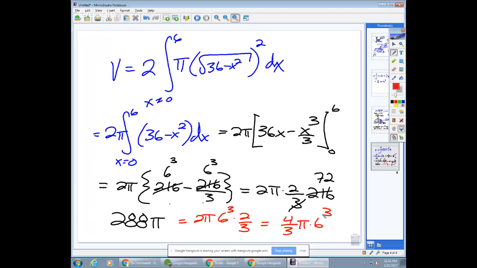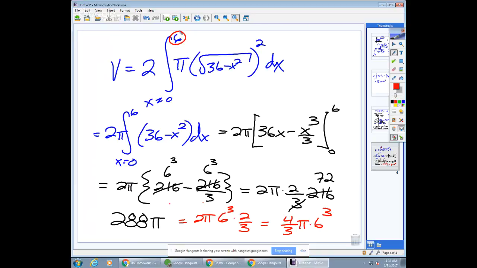Does anybody remember the formula for the volume of a sphere? It's 4/3 pi r cubed, which we just basically proved. So if we redid this whole thing with an r up here instead of a 6, we would have generated the formula 4/3 pi r cubed. Cool, huh? We just proved with calculus the volume of a sphere. That's exciting. Wow. Gives me goosebumps.